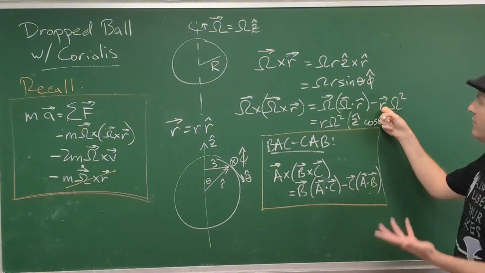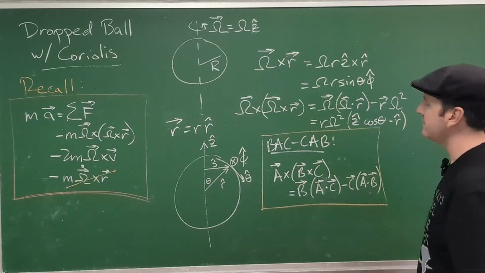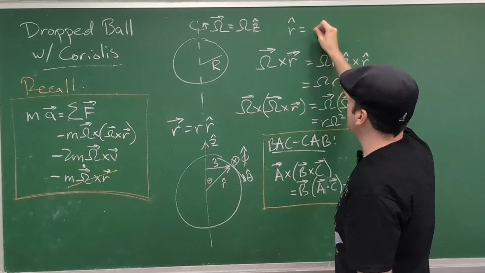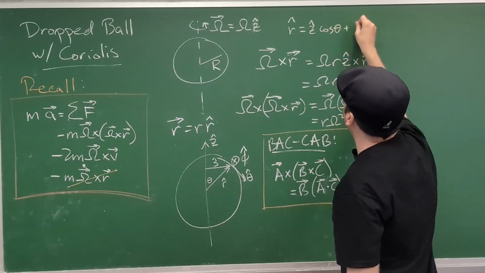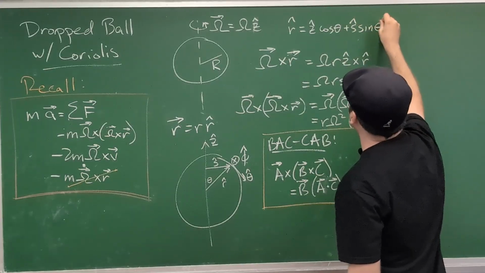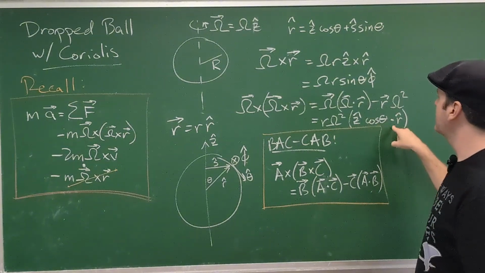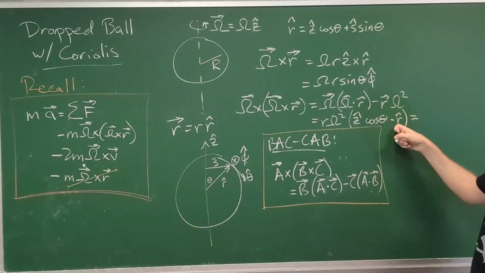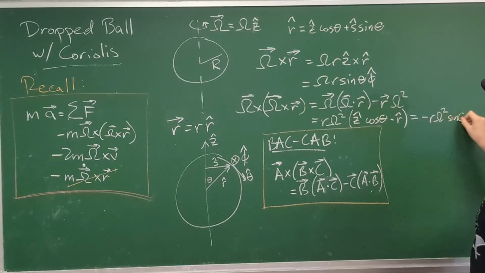And then over here, we just have r. So that's just going to be r hat. R hat, based on this little diagram right here, is going to be z hat cosine theta plus s hat sine theta. And if we plug that in right here, we can see that the z hat cosine thetas actually cancel entirely, and we're left with a negative r omega squared sine theta s hat.